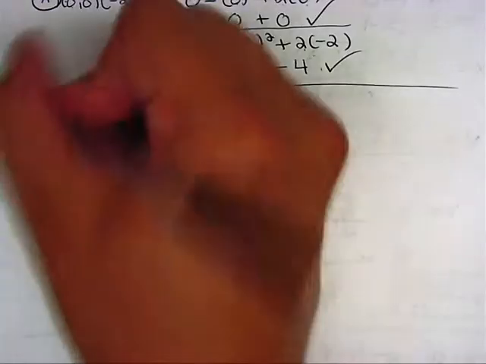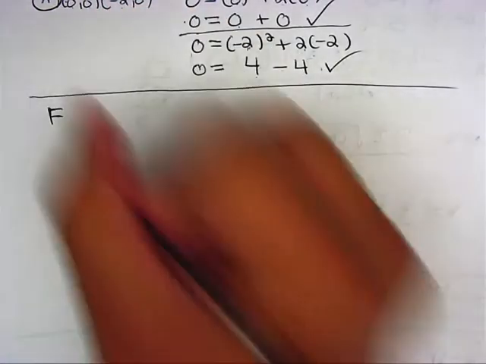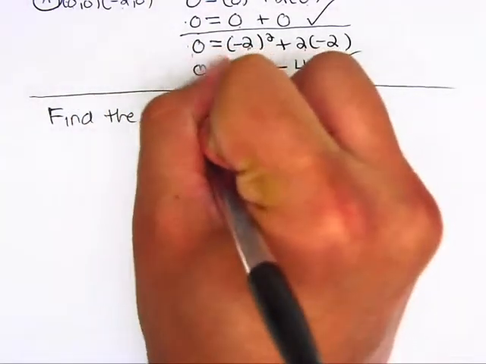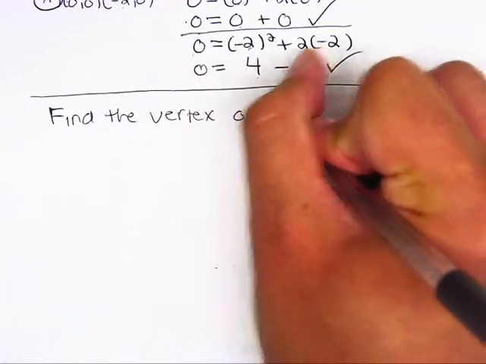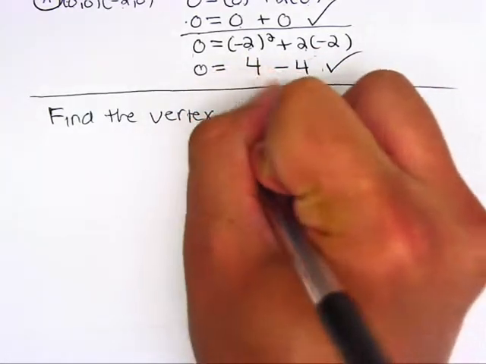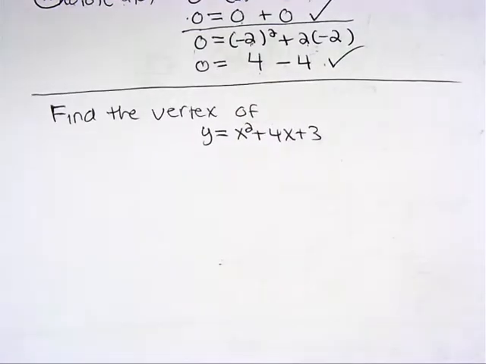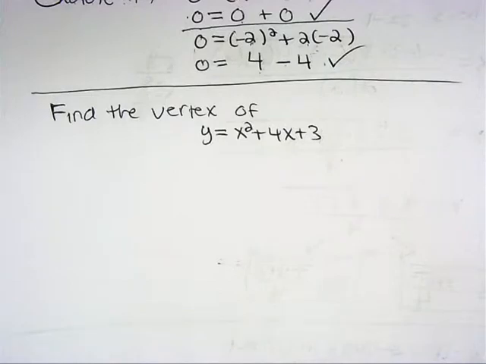Let's go to question 2. Question 2 says, find the vertex of y equals x squared plus 4x plus 3. The hint that it gives is to graph and locate the vertex.